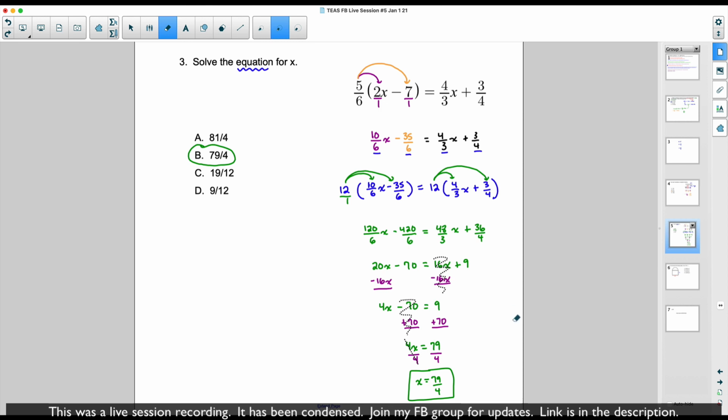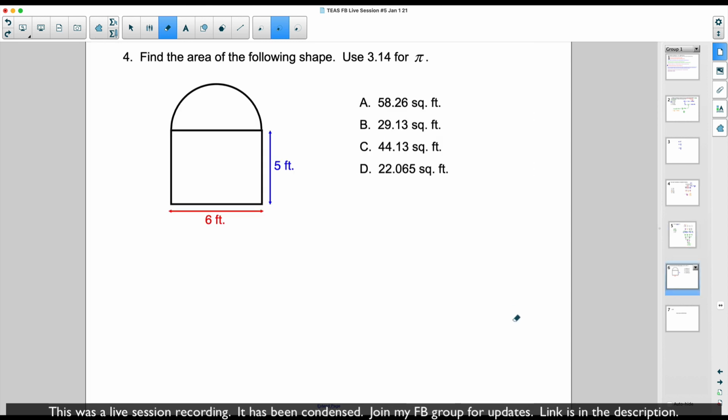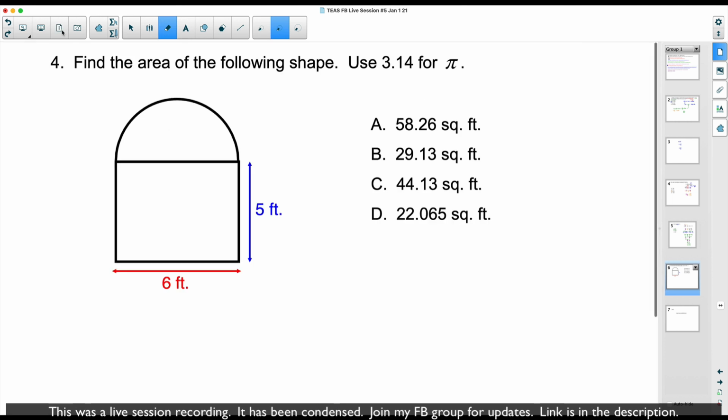All right, so last problem, geometry, finding the area of a complex shape. Give it a shot. So the easiest part here is this part right here. This is just a rectangle. So that part right there, area of a rectangle, you do want to know this formula: length times width. And that's already given to us.